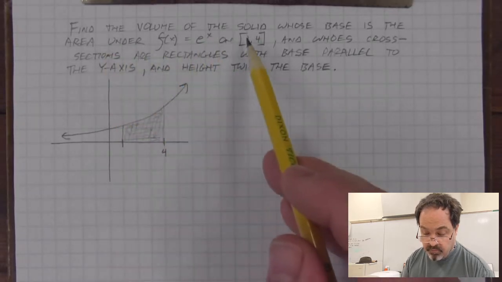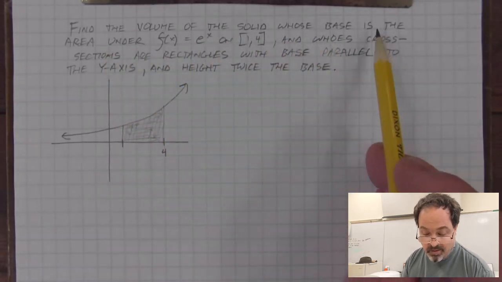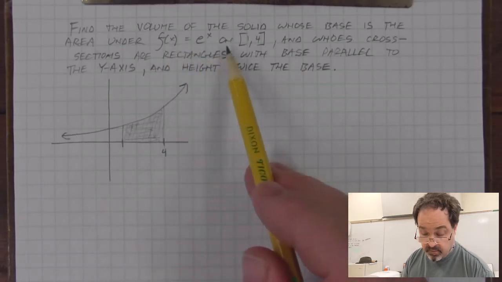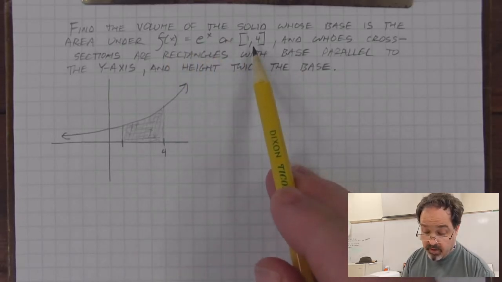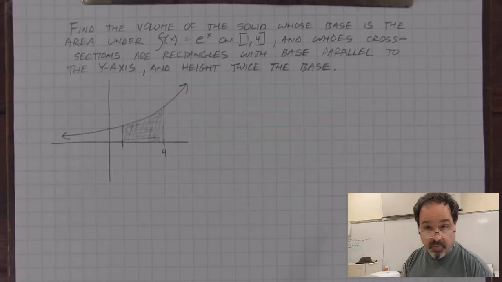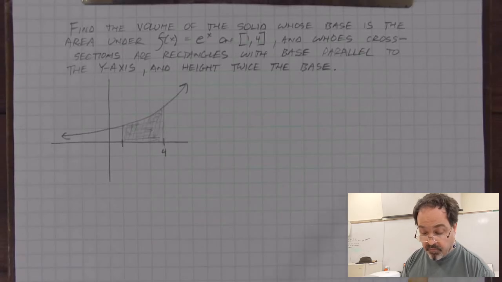Find the volume of the solid whose base is the area under a function f, which is equal to e to the x, on the interval from 1 to 4, and whose cross-sections are rectangles with base parallel to the y-axis and height twice the base, which is a lot to take in. Our strategy is to visualize, diagram, and graph before attempting to make the integral to calculate the volume.